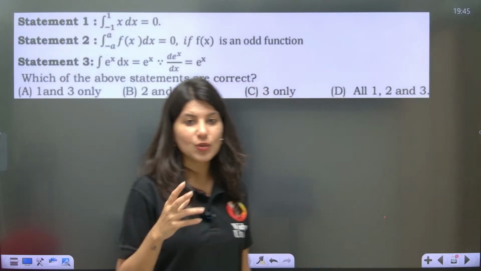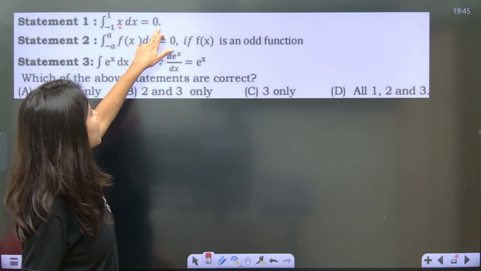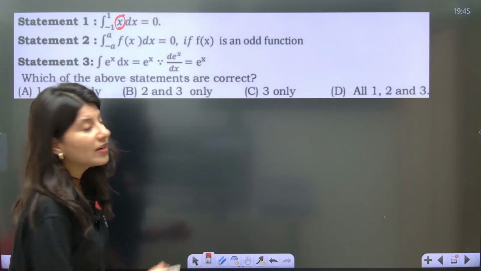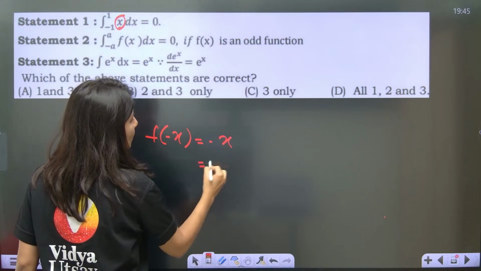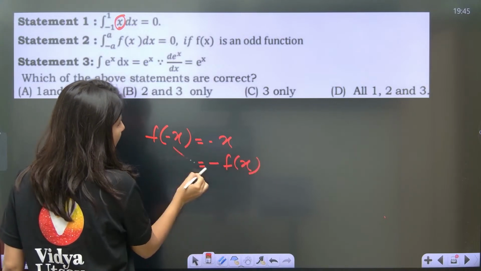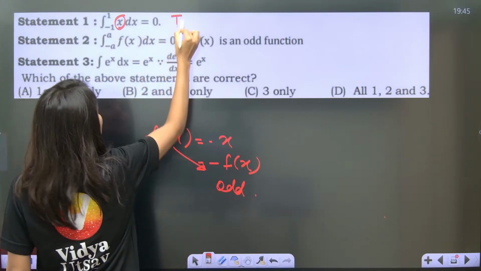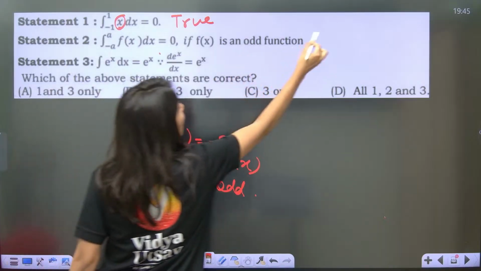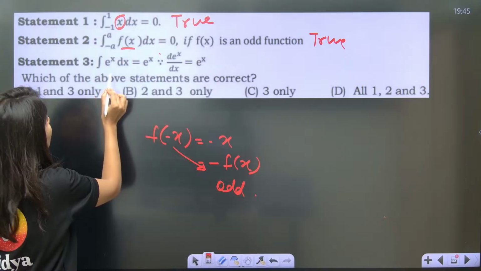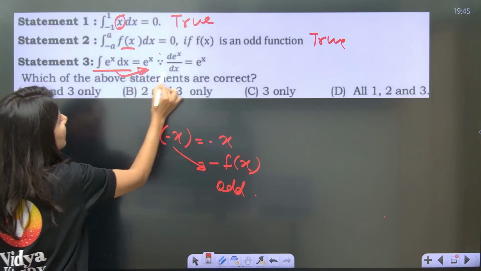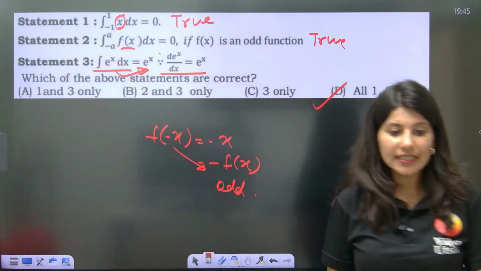Similar type of question you will observe. Now there are three statements. Integral from minus 1 to 1 of x dx is equal to 0. X is an odd function. You know f of minus x will become minus x, and x is f of x. So f of minus x is minus f of x, that is why it is an odd function. So statement 1 is true. This is also true, I have just told you the integral from minus a to a of an odd function becomes 0. And the integration of this is this derivative, this is also true. All the statements are true. Option D.